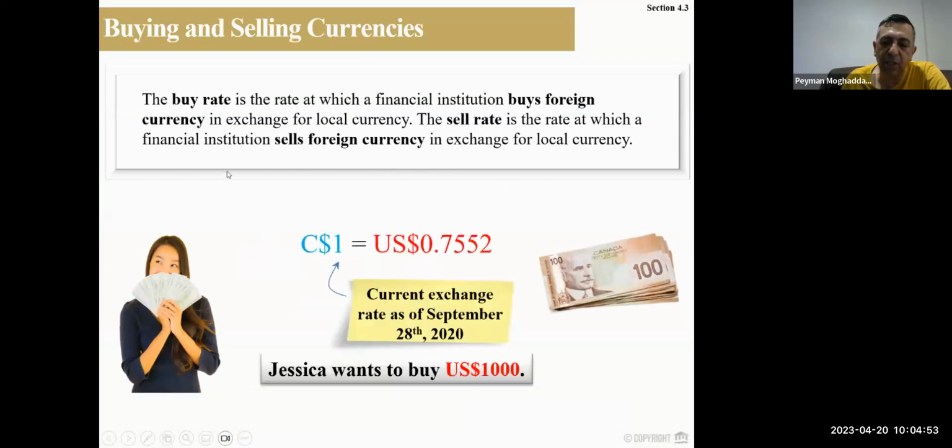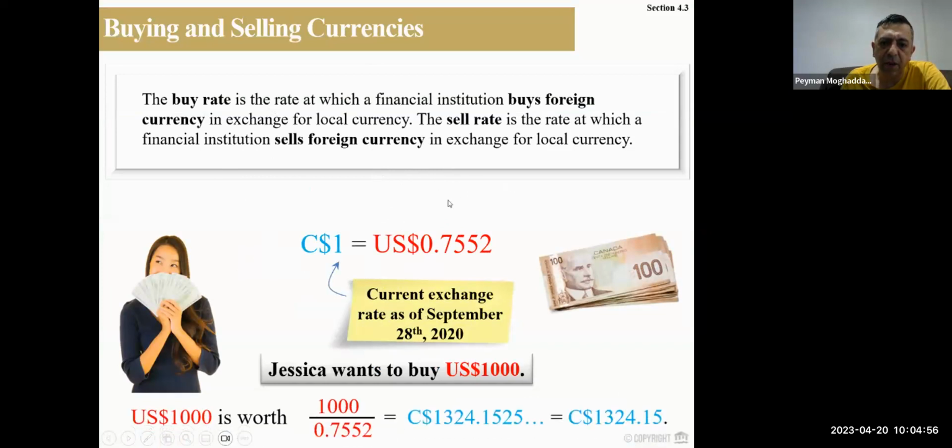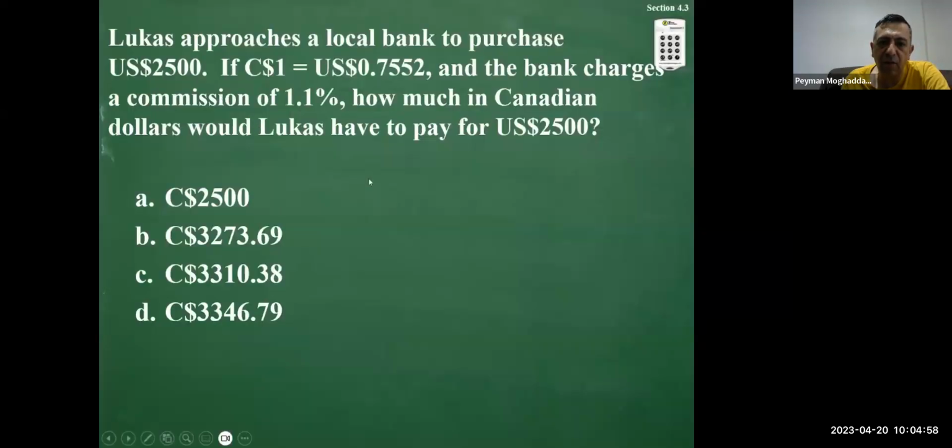We might sometimes have a buy rate and a sell rate with the bank, where the bank charges you a commission. In this example, you need to also consider the commission of the bank. Say Lucas approached the local bank to purchase $2,500 US. If $1 US is that much Canadian, and the bank charged a commission of 1.1%, how much in Canadian dollars would Lucas have to pay for $2,500 US? First, we divide $2,500 US by this number to get how much Canadian it is, and then 1.1% of that is the commission, which is added to the number we find there.